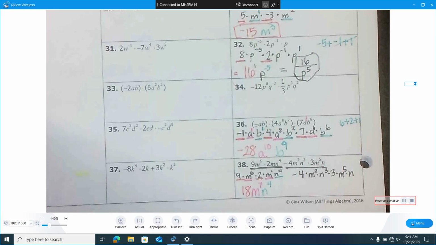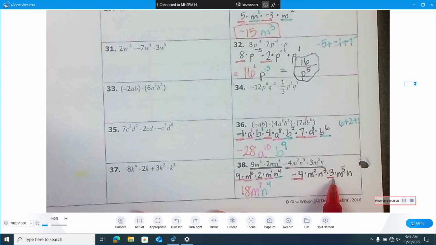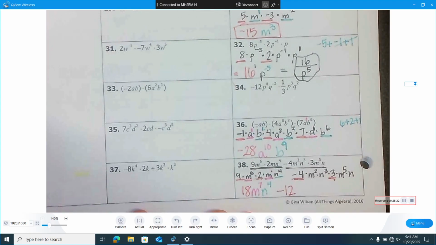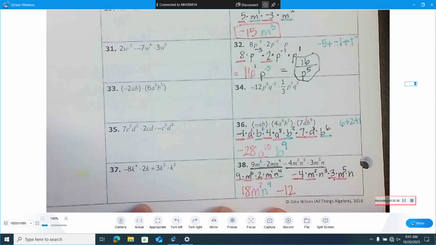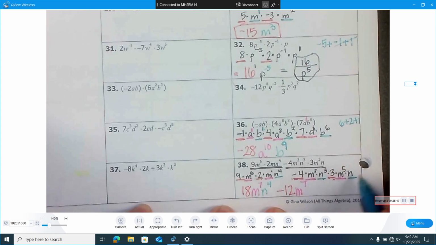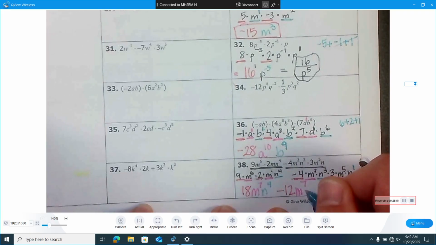And again, I want to multiply my number things together. We can think about that as a negative 4 times a 3. What's that going to be? A negative 12. And then I have m squared times m to the 5th, which is m to the 7th power. Very good. 2 plus 5 gives me 7. And I have n cubed times n to the 1st power, which is n to what power? N to the 4th power.